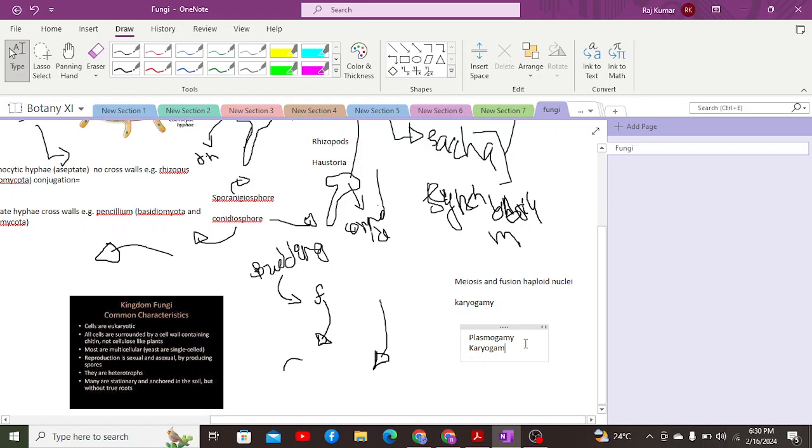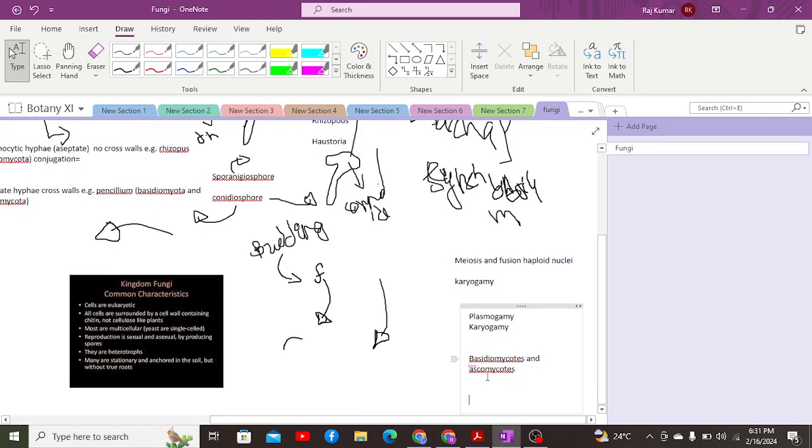Karyogamy means fusion of the two haploid nuclei, due to which there would be formation of a diploid nucleus. But in some groups of fungi, for example basidiomycetes and ascomycetes, there is no karyogamy.